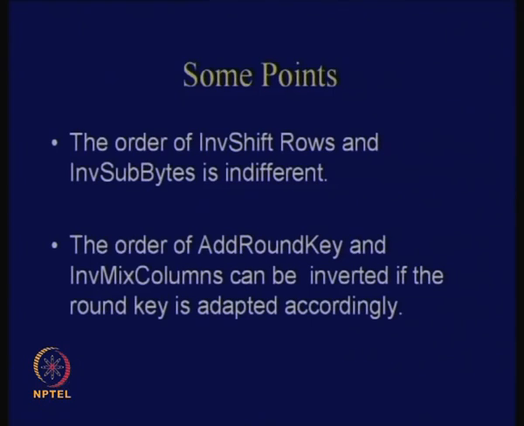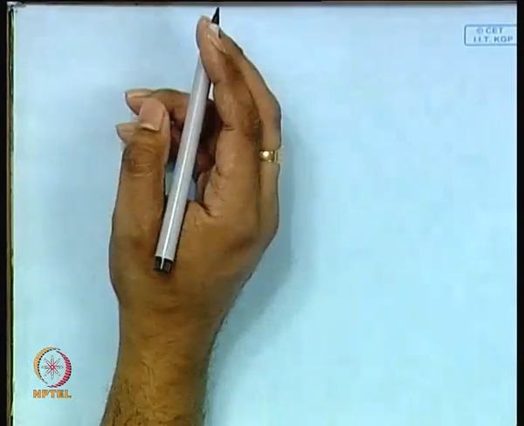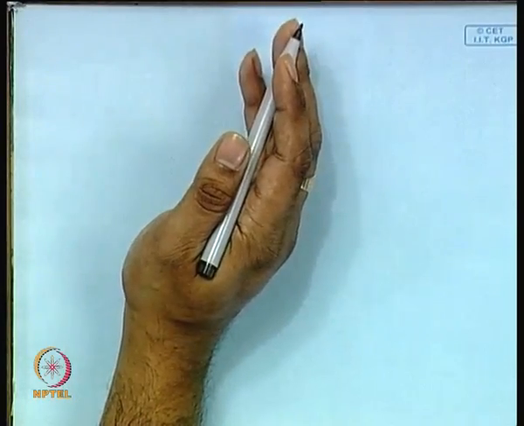Because the inverse shift row is taking place among the bytes, but your inverse sub byte is a byte-wise operation. Do you see what I'm trying to say? What you do is that you do an inverse shift row and follow that up with a sub byte operation, and you do it in the other way around. That is, you do an inverse sub byte and then do an inverse shift row. Both of them are exactly the same. Why?